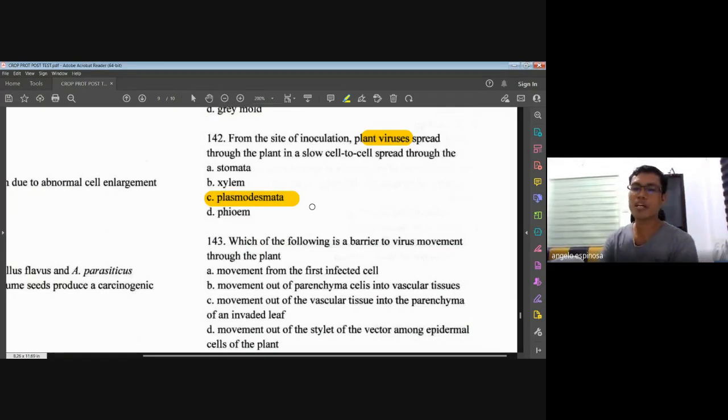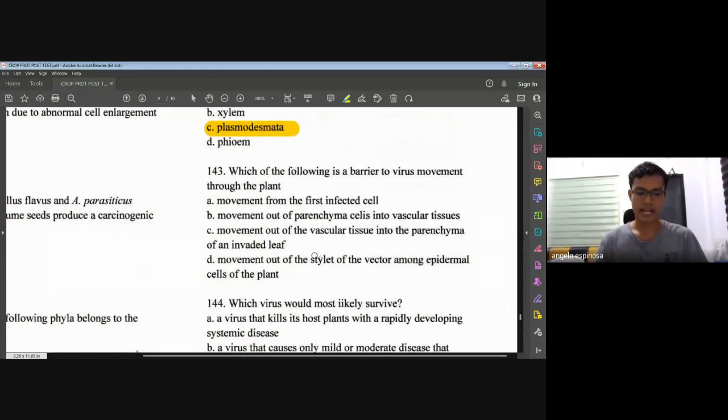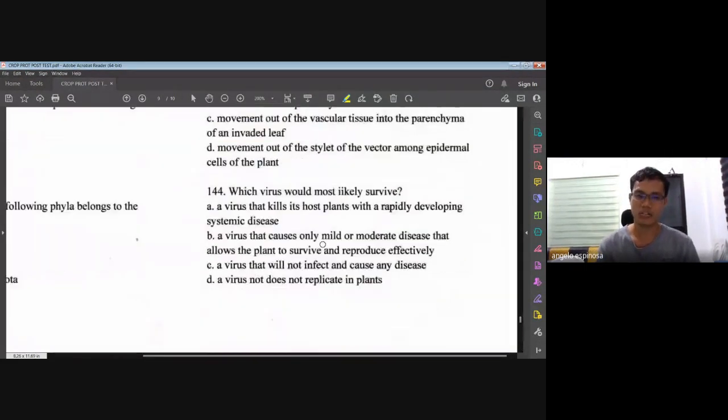143. Which of the following is a barrier to virus movement through the plant? Barrier. The correct answer is letter A. A movement from the first infected cell. Okay? Kasi pag pinastop mo yun, or patayin mo yung first infected cell, pag nagkaroon ng wall or barriers yun, hindi na ma-affect kasi wala nang host. Ganon. Hanapin mo talaga yung pinaka-host niya.